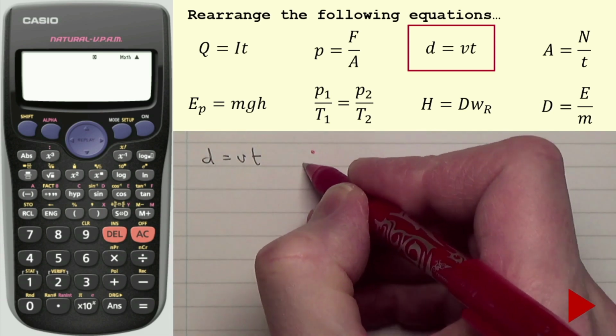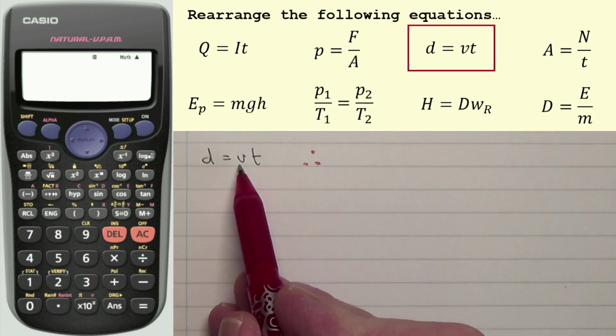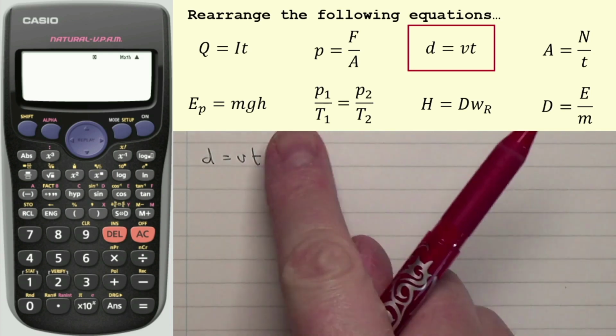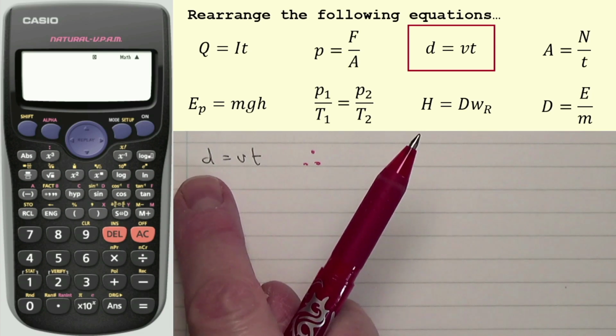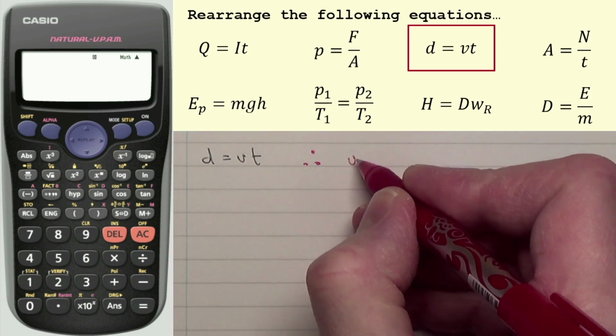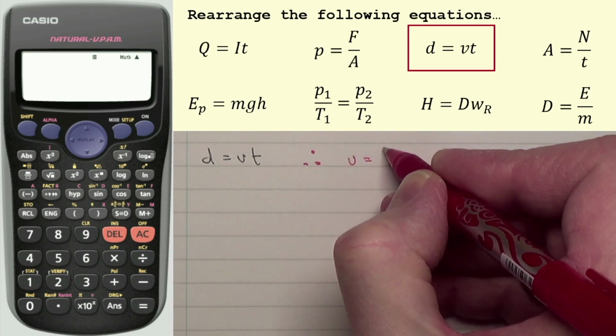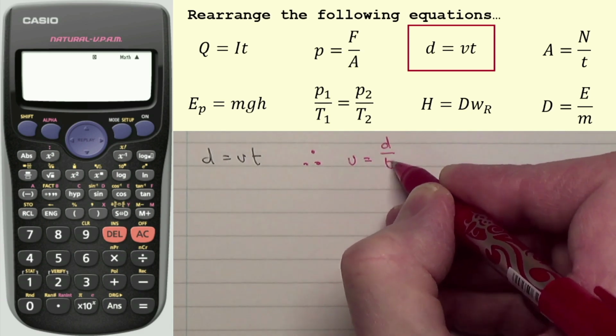So to make V the subject of this equation, at the moment it's being multiplied by T, so we need to divide the right hand side by T. Of course we need to divide the left hand side by T as well, and that gives us V is equal to D divided by T.